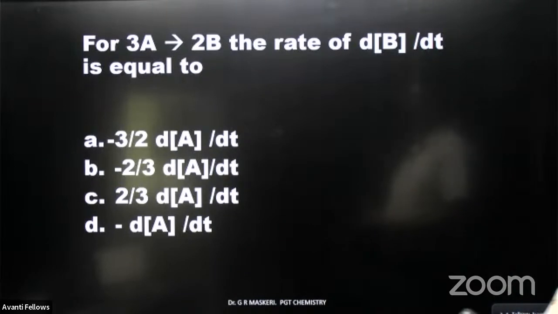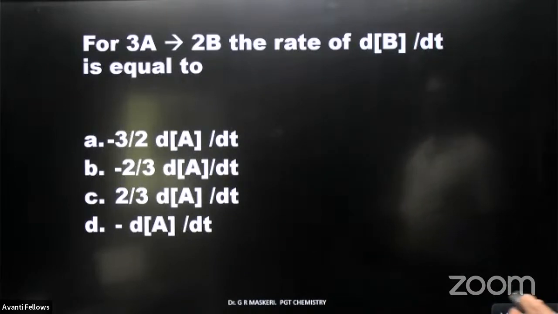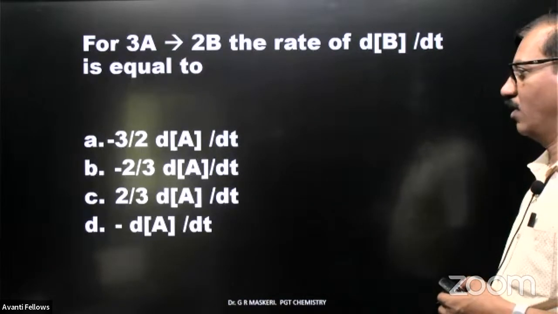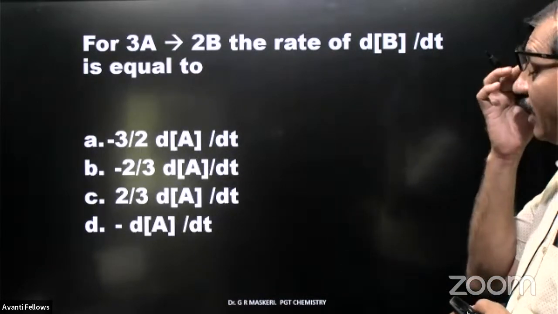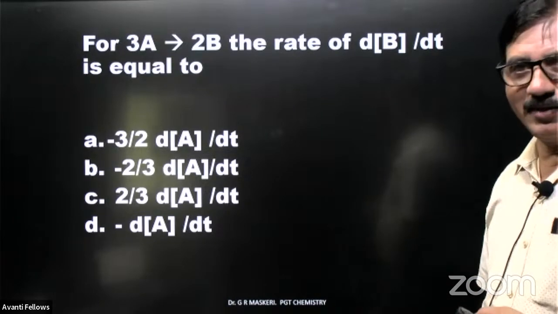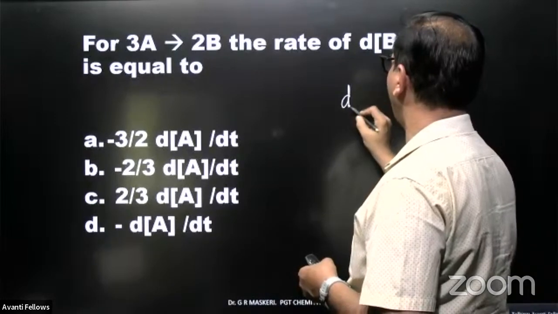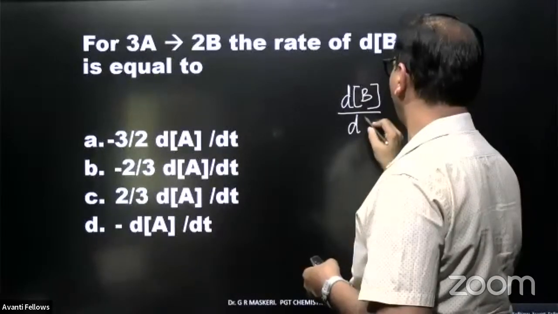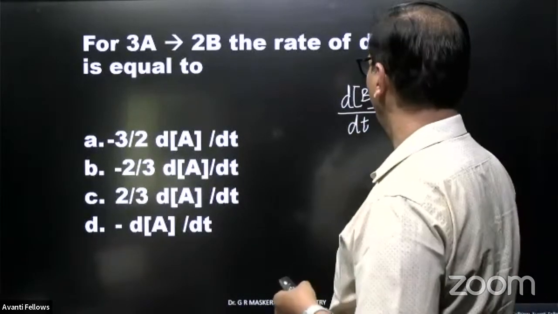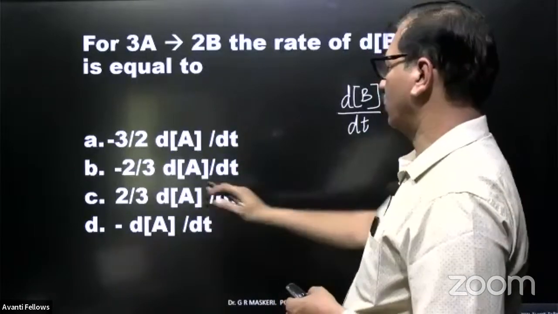For 3A giving rise to 2B, the rate of dB by dt is equal to what? You need a pen and paper. You can try, take some time, and then you can do it. You are asked to find out the value of dB by dt, and these are the answer options. In terms of C, sir. C? Okay, are you sure?